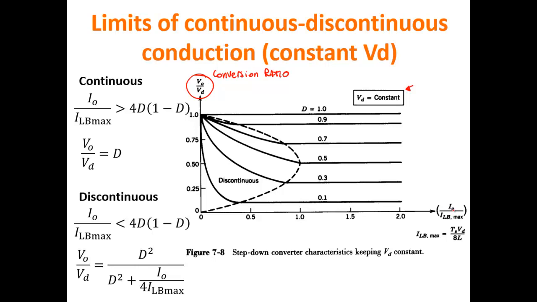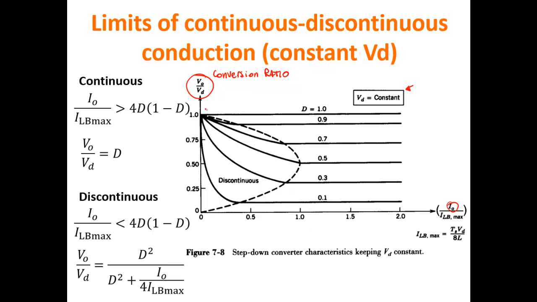This is the current normalized on ILB, but it's just the current. Okay, this is just a way of plotting it. So, this parabola is the curve that we have found before, the separation between continuous and discontinuous conduction. You remember, we plotted in that case the current as a function of the duty cycle, and it was a parabola. Now I'm plotting it in the other direction.